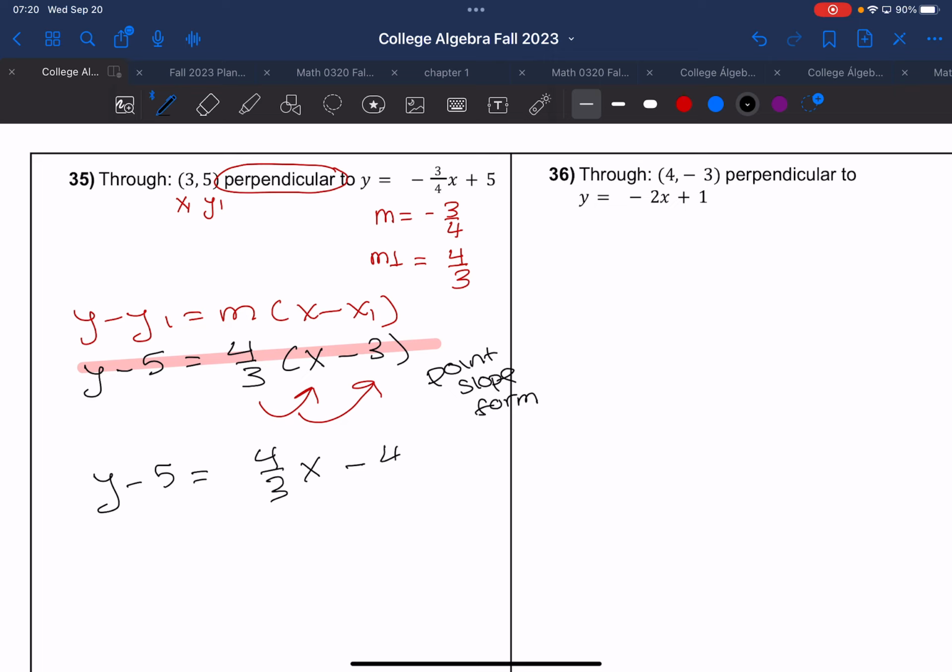Why 4? Multiply 4 by 3 and get 12 over 3. Correct. 4/3 multiplied by 3/1 gives us 12/3, which is 4. Or you can just remember that since we are multiplying by the same number that's in the denominator, they cancel. And then last step, adding the 5. We get y equals 4/3 x plus 1. This is in what form? Slope-intercept.